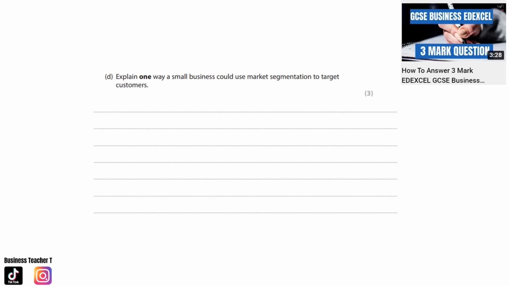So our next 3-mark question. Remember there are 6 of these in your paper, and there isn't a case study, so you're not attempting to use context at all. Explain one way a small business could use market segmentation to target customers. You need to ensure that you're explaining one way and not explaining a benefit or a drawback. You're explaining a process. So you can give it a go.